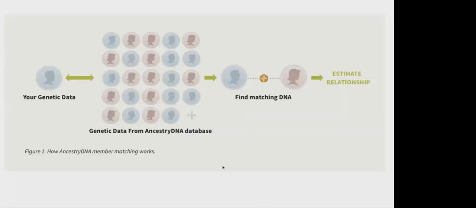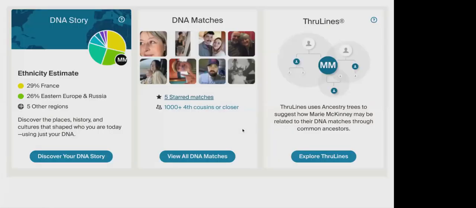So let's look at what Ancestry DNA does. You submit your DNA data. They compare it to their entire database, 15 million people. And when they find a possible match, they estimate the relationship. So here is my DNA.